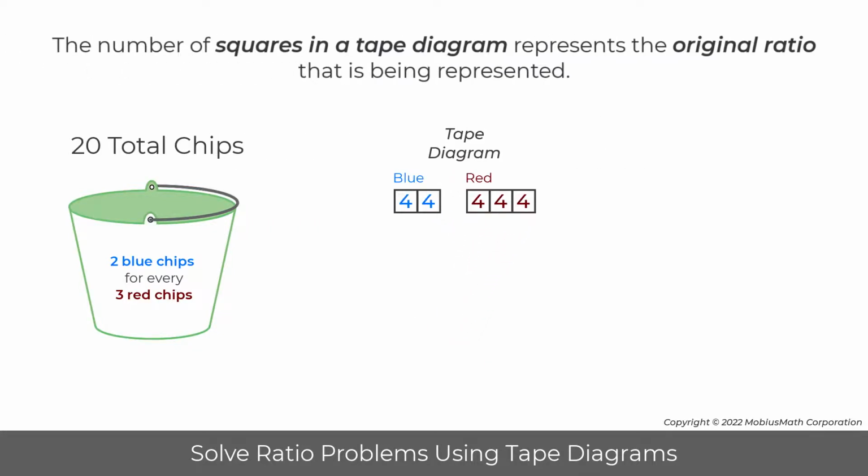The number of squares in a tape diagram represents the original ratio that is being represented. For example, there are 2 blue squares and 3 red squares in the tape diagram that represents the ratio of 2 blue chips for every 3 red chips. If the problem states that there are 20 chips in the bucket, 20 chips is divided by 5 total squares in the tape diagram to get 4 chips per square. Now, the tape diagram can be used to find the number of blue chips in the bucket, 8, and the number of red chips in the bucket, 12.